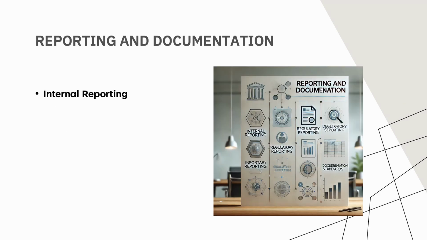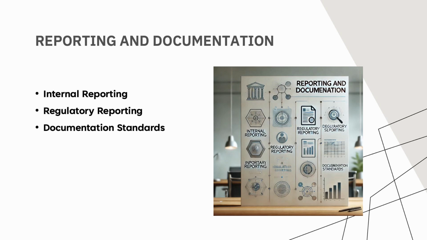Internal reporting keeps stakeholders informed about AML risks and the effectiveness of controls. This includes regular reports to senior management and the board. Regulatory reporting ensures compliance with laws and regulations. This might include filing SARs with the relevant authorities. Proper documentation standards maintain thorough records of risk assessments and actions taken. This is essential for transparency and accountability.